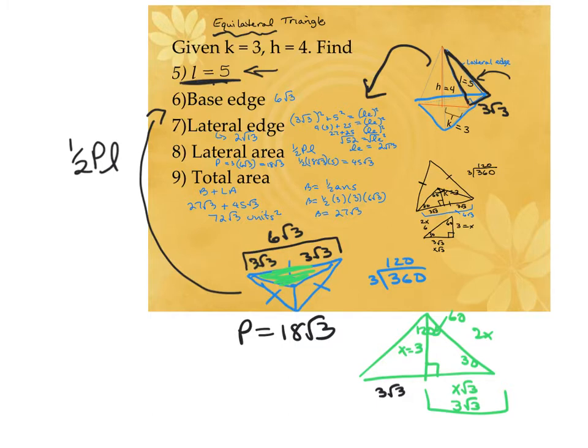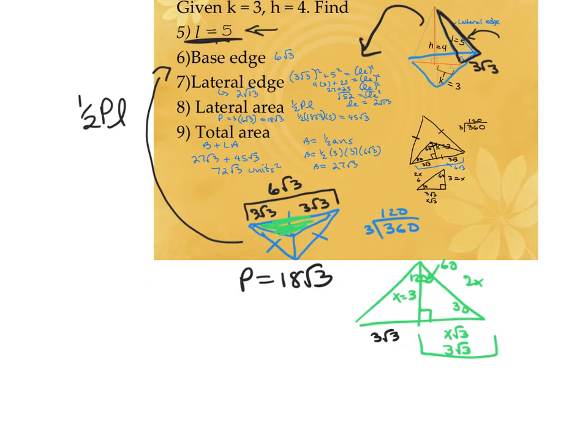For total area, I'm going to find the area of the base and add the lateral area. Now, for the area of my base, I'm going to use this formula. If you recall, the area of a polygon is 1/2 apothem times number of sides times side length. Generally, when you think triangle, you're thinking, I'm going to find base times height divided by 2.